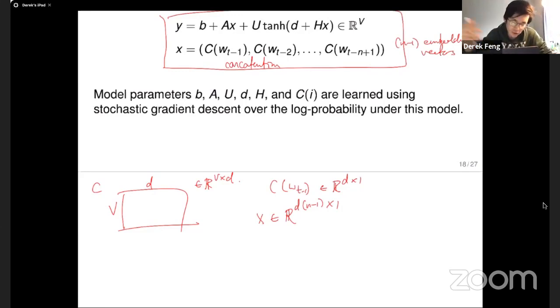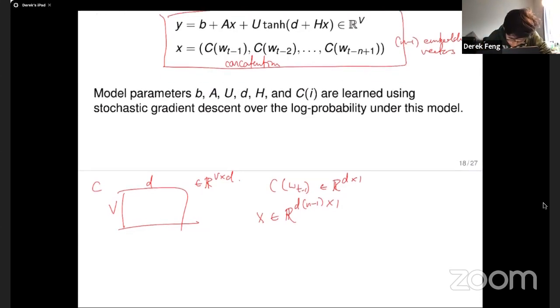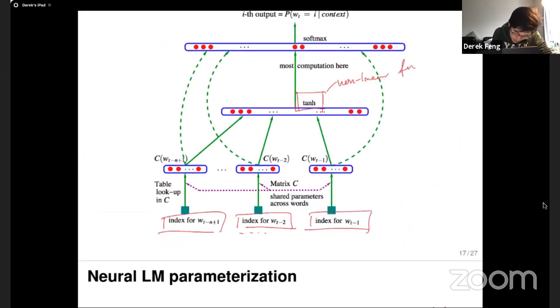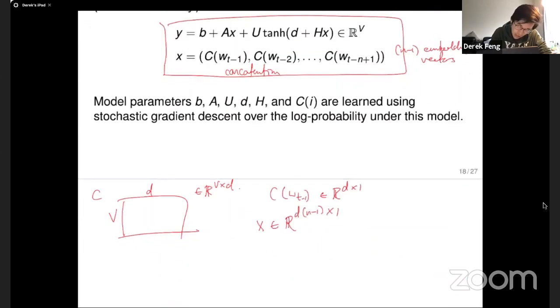Your X is now just going to be a larger vector. Okay, so that's X, right? Where does X come in here? That's basically, I have my indices that give me the word embeddings, and once I have the word embeddings, I'm just going to concatenate them together to make X. Now, there are two things you can do.